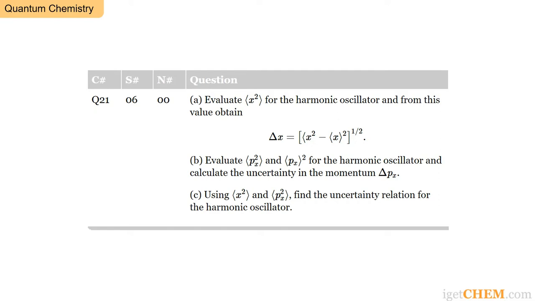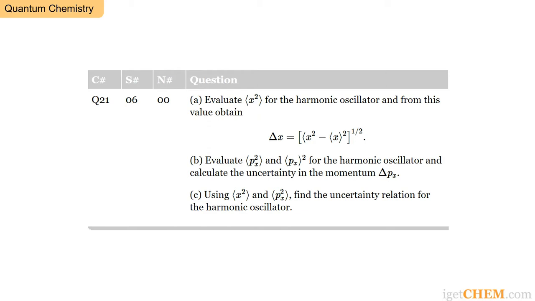But this one is a follow-up, essentially using the results derived in that problem for the harmonic oscillator wave functions to look at the uncertainty relationship between the position measurement operator and the momentum measurement operator. So let's go over the problem and we can get right to the solution.